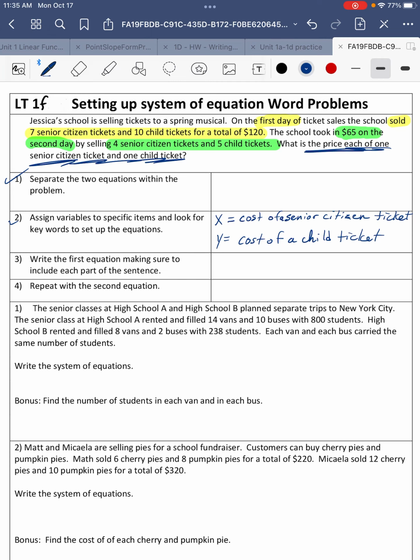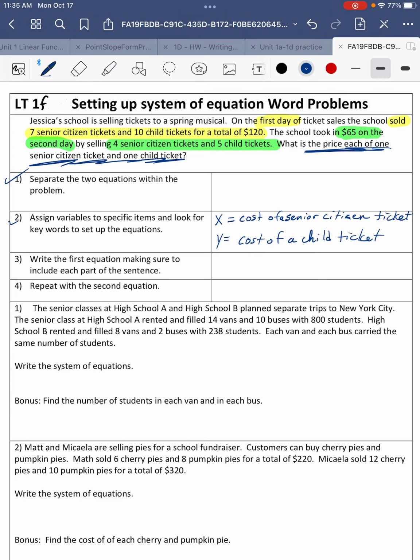So we're going to write the equation. Oh, and by the way, x and y, it does not matter which one's which. You just have to define it. You have to set it right away. So you can switch the x and y around, with x being the cost of a child ticket, and y the cost of a senior citizen ticket. You just need to keep it that way.